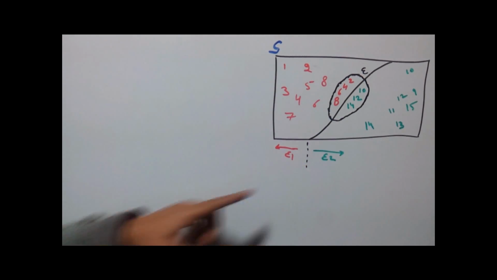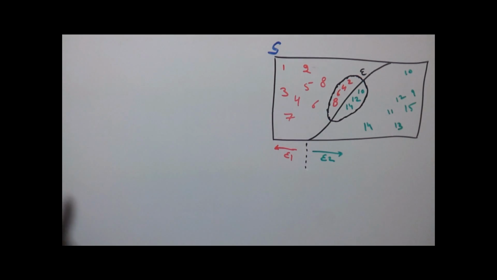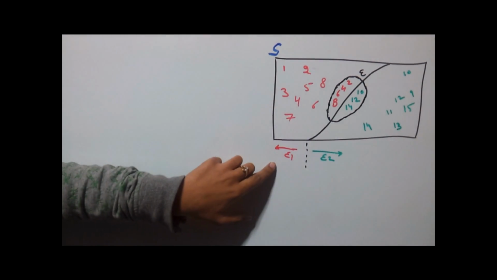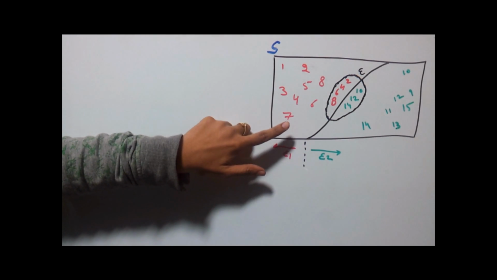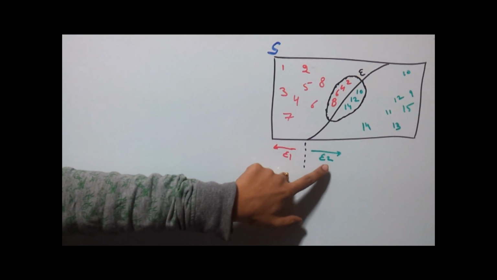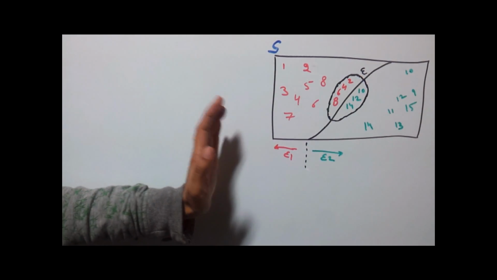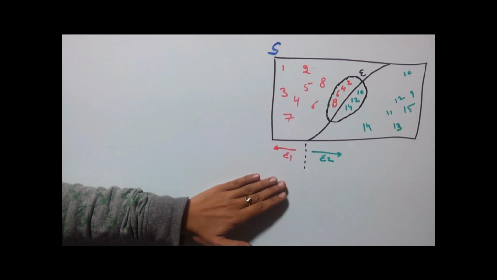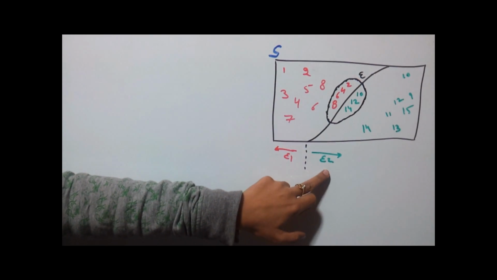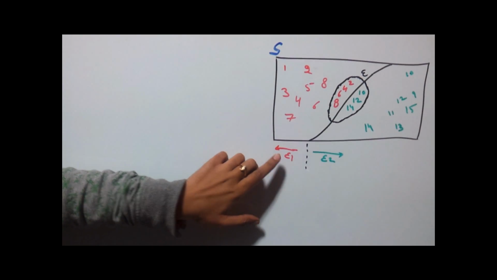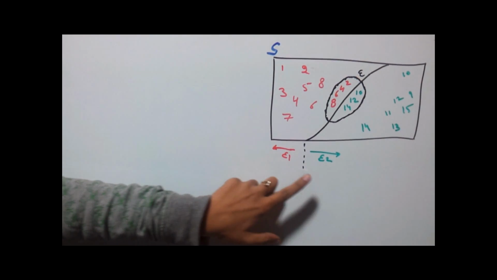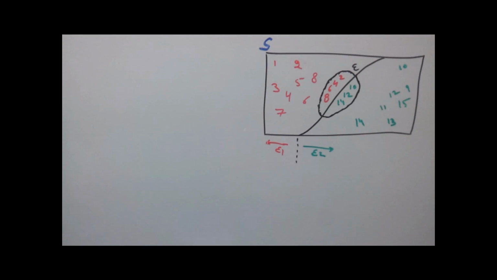Now E1 and E2 are both mutually exclusive events because any number from E1 cannot come in E2, because we have numbers 1 to 8 in E1 and 9 to 14 in E2. So a number from 1 to 8 cannot be shifted into E2. Similarly, any number from E2 cannot be placed in E1. That's why E1 and E2 are mutually exclusive events.